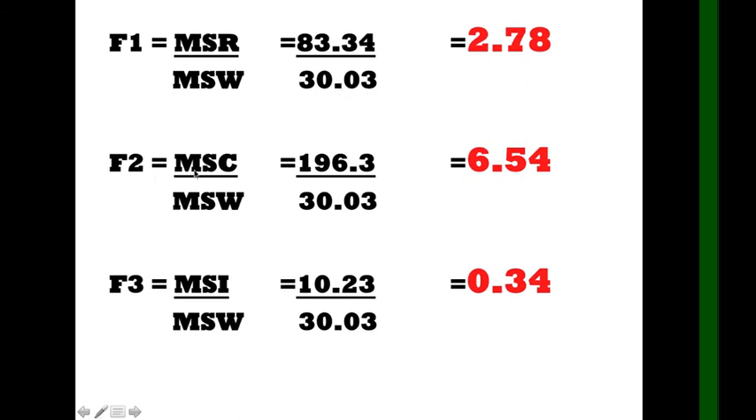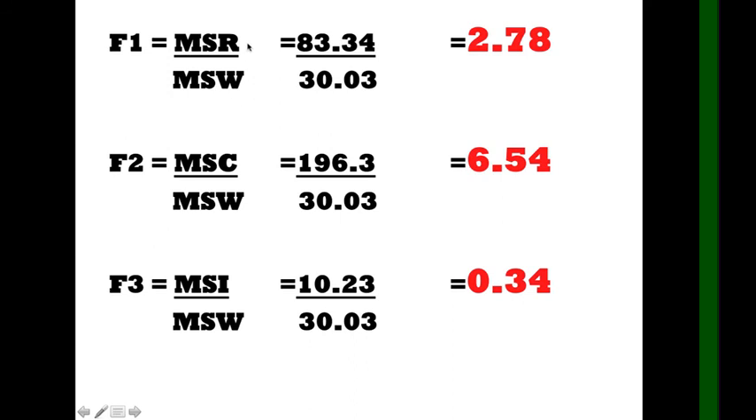For the F2, we have MSC divided by MSW. So we have 196.3 divided by 30.03, and you will get 6.54. And for the MSI, F3, we have MSI divided by MSW. So we have 10.23 divided by 30.03, and you will get 0.34. As you can see, all of these F ratios are over MSW.